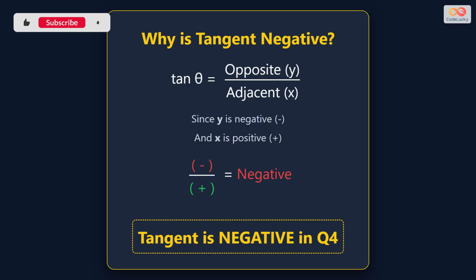Finally, let's look at tangent. Tangent is the ratio of y over x. We know y is negative and x is positive. When you divide a negative number by a positive number, the answer is negative. Thus, tangent is also always negative in this quadrant.